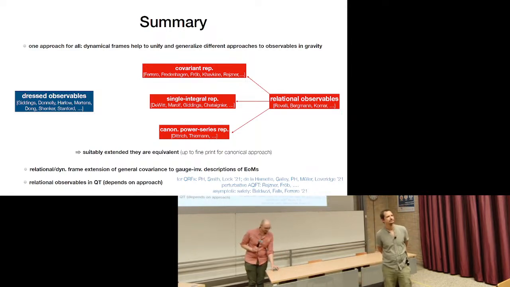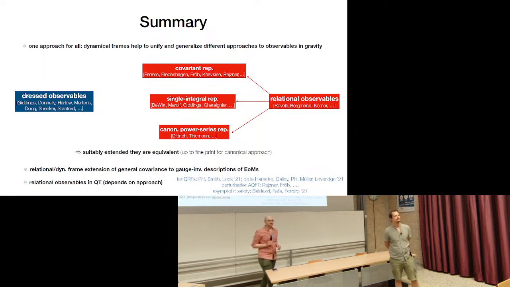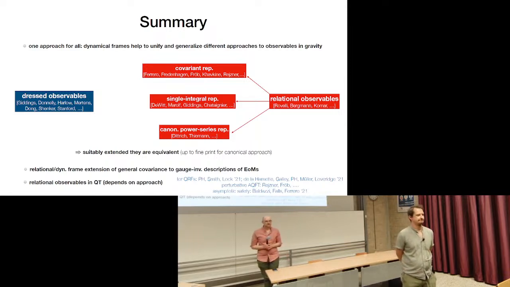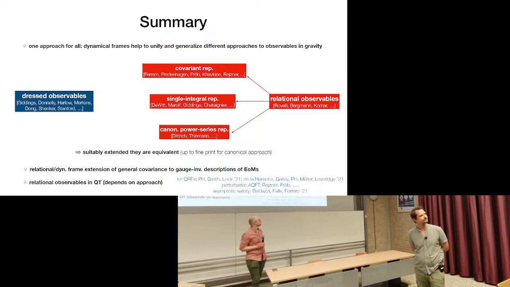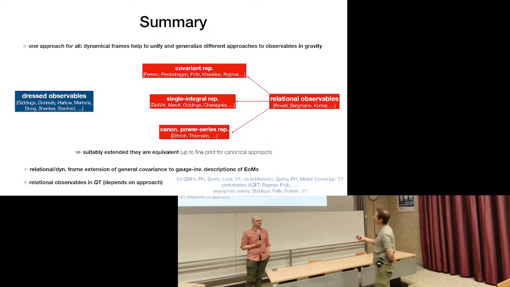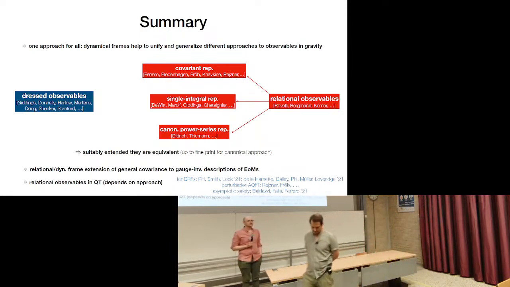Yeah, thanks for the nice talk. I was just wondering whether these equivalent statements depend on the type of matter fields that you're using, for example, Brown-Kuchař dust and things like this, which are designed to give you reference frames. Does that improve somehow these statements? So you said, for example, for the equivalence for the covariant and canonical power series representations, there was some fine print and certain conditions needed.